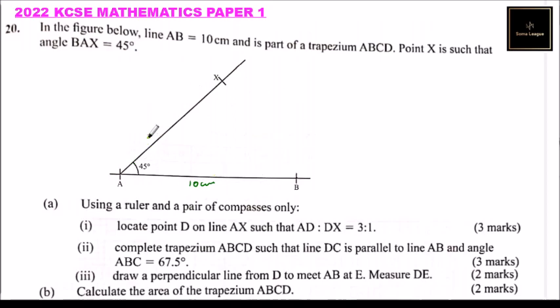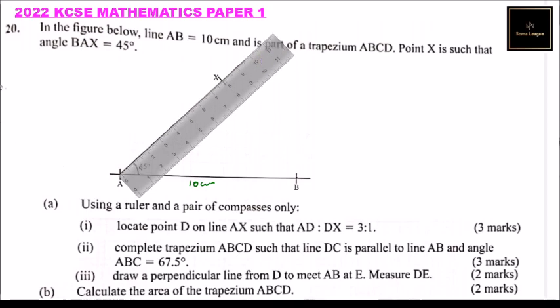ABCD is a trapezium. Using a ruler and a pair of compasses only, locate point D on line AX such that AD is to DX equals 3:1. So you can use a ruler and measure the length of AX. You can see it's around 8 centimeters. That's where we have X.